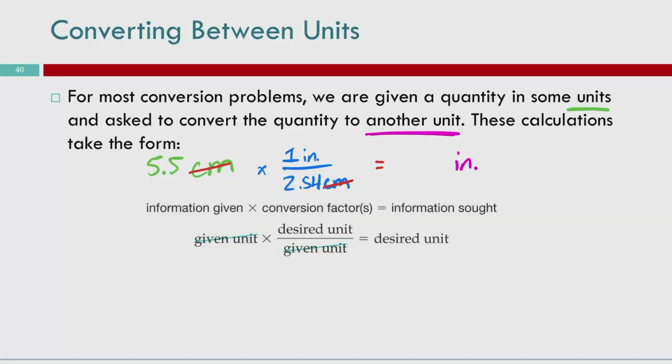And what units do we have left? Inches. And so inches would be the unit that carries through. So if we did 5.5 divided by 2.54, we would end up with a number of inches. It would be about 2.2.